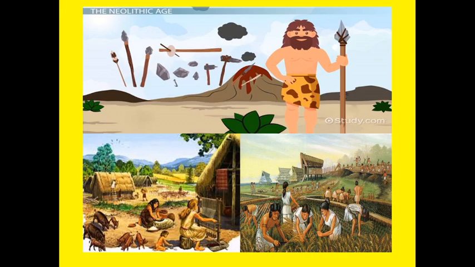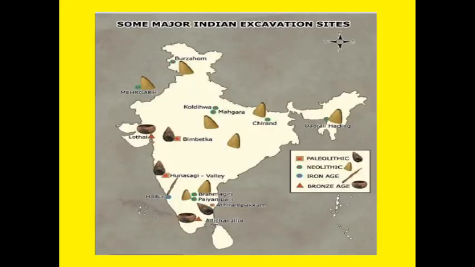Here you can see the pictures of the Neolithic age, their weapons, the hunter man, them rearing the animals and also producing food crops, which had become their occupations. And you can also see some major Indian excavation sites of the Neolithic, the Paleolithic, the Iron Age and the Bronze Age.